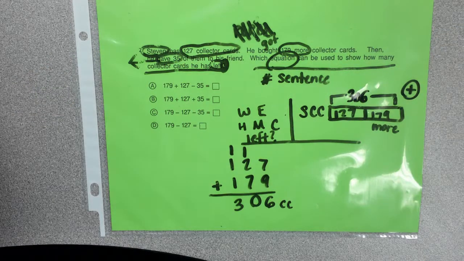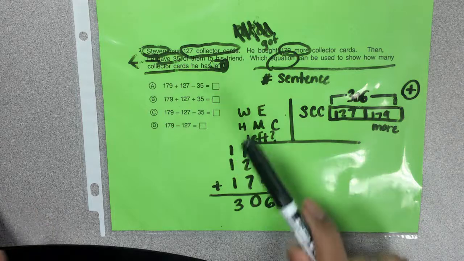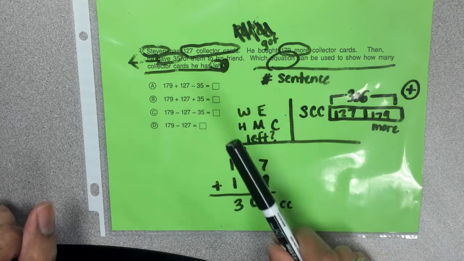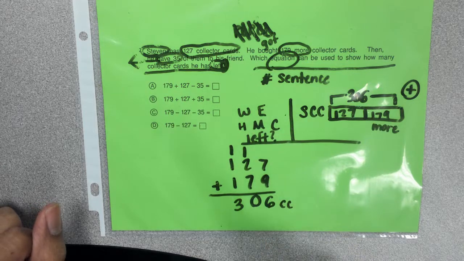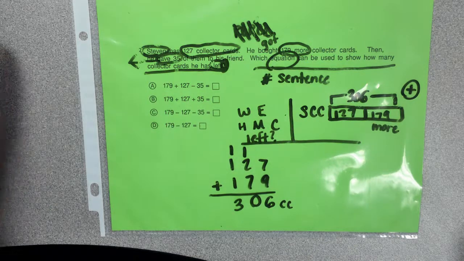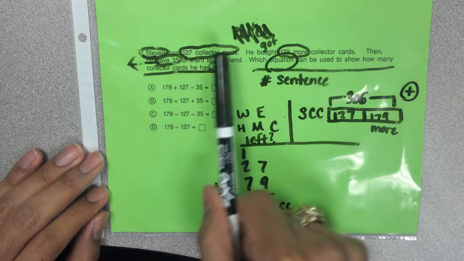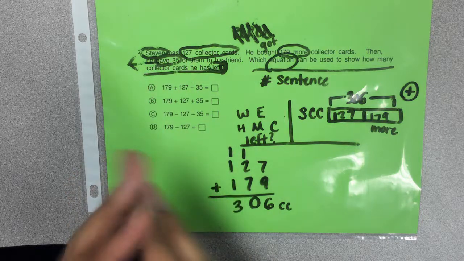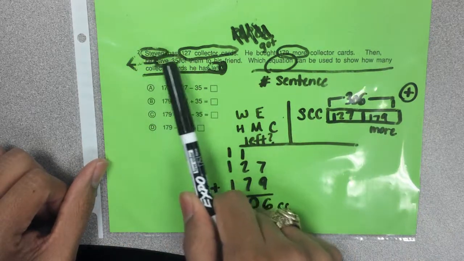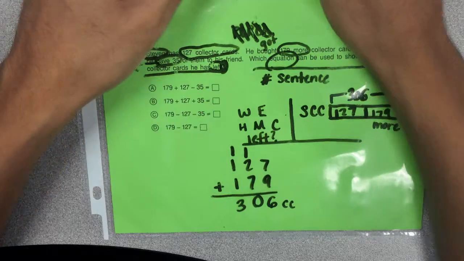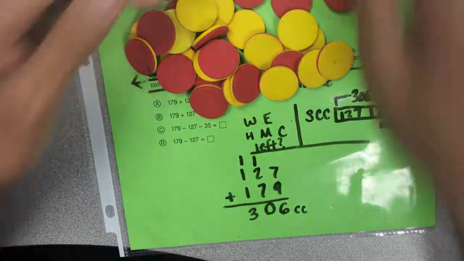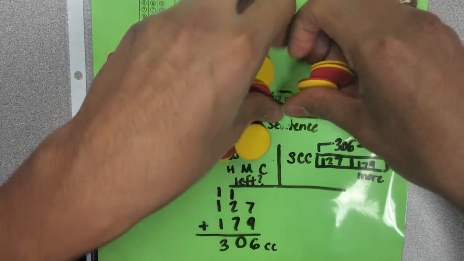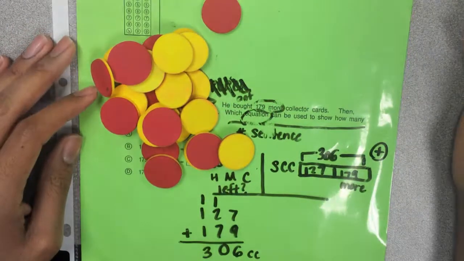But that's not all, because remember, we need to be answering whatever the main idea says. It says which expression shows how many collector cards he has left. So we're not done with the story, because all we did was we got through how he had 127 cards, and then he bought 179 more cards. Then he gave 35 of these cards to his friend. So from all of these 306 cards that he has now, he gave some of them to his friend.